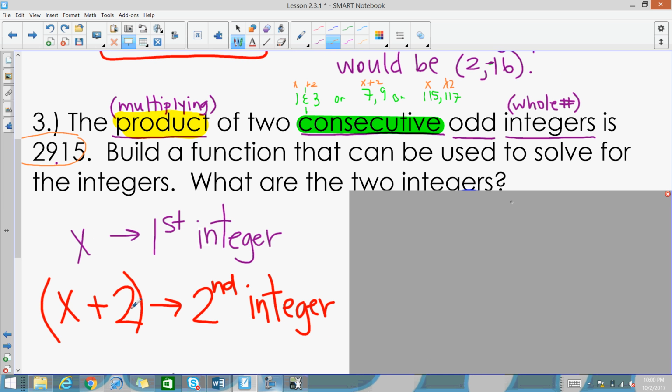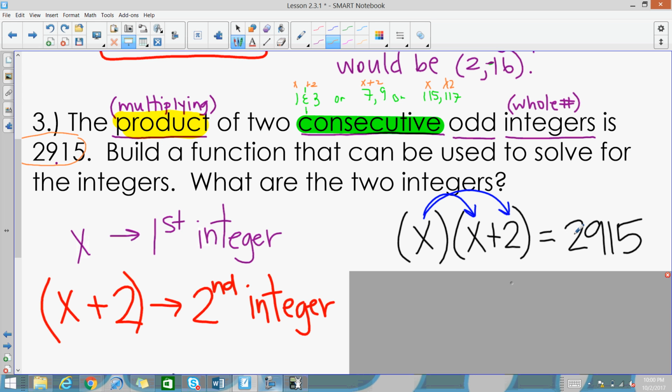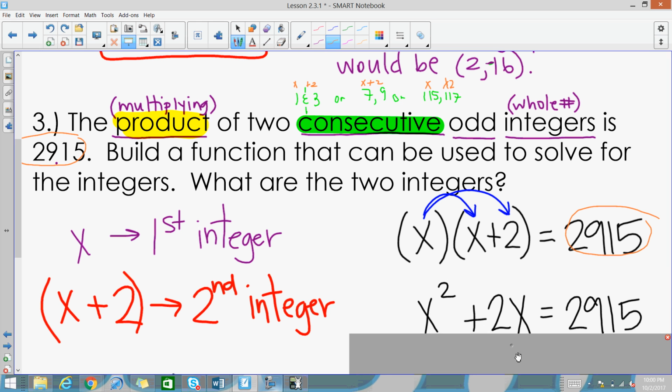Whatever the first integer is, you add 2 to get to the next consecutive odd integer. So what we're going to do is take the product of these 2 numbers and set them equal to, what we said was, 2915. You see that? So when we distribute, we're going to get x squared, because x times x is x squared. X times 2 is 2x. And we're going to set it equal to 2915.